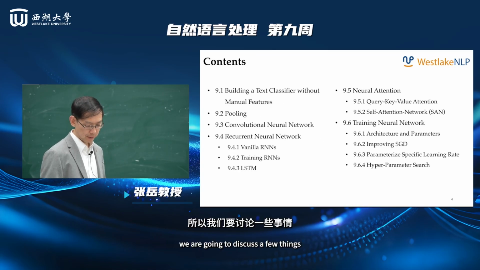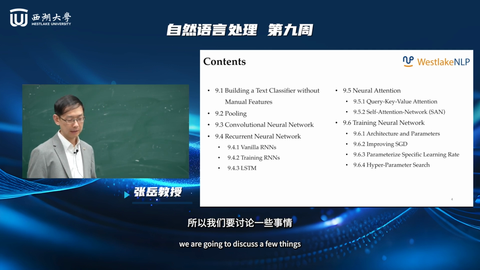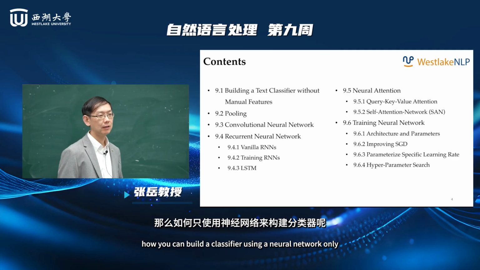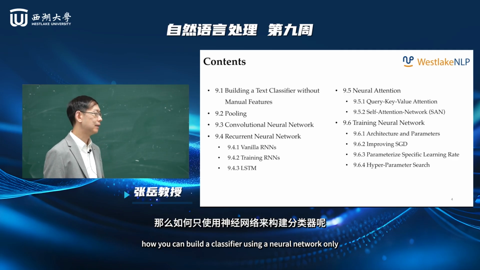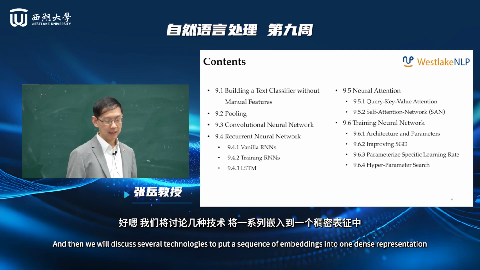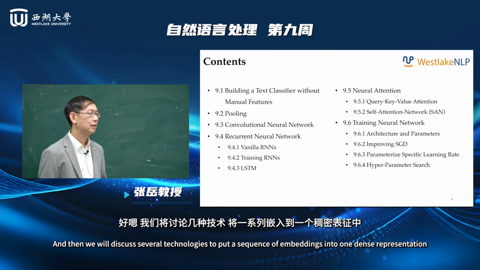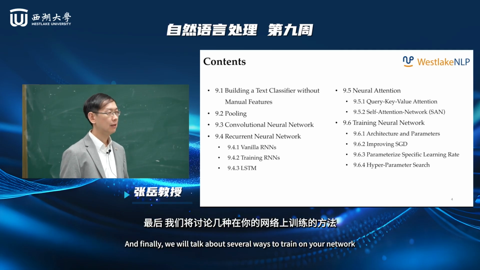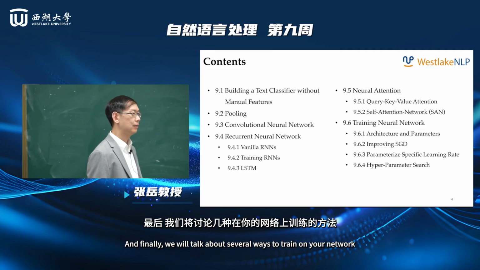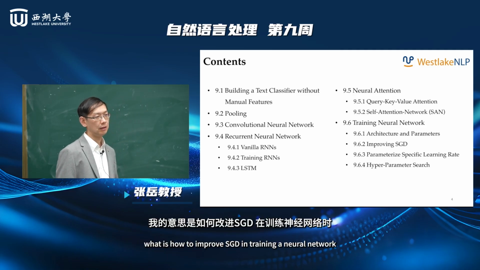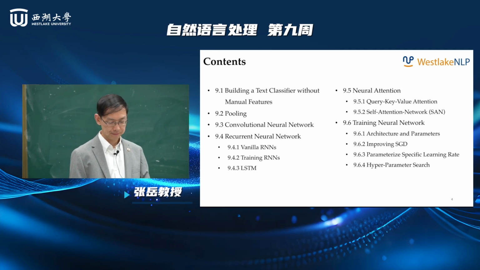So we are going to discuss a few things. First of all, an overview: how you can build a classifier using a neural network only. And then we will discuss several technologies to put a sequence of embeddings into one dense representation. And finally, we will talk about several ways to train a neural network. What I mean is how to improve SGD in training a neural network.